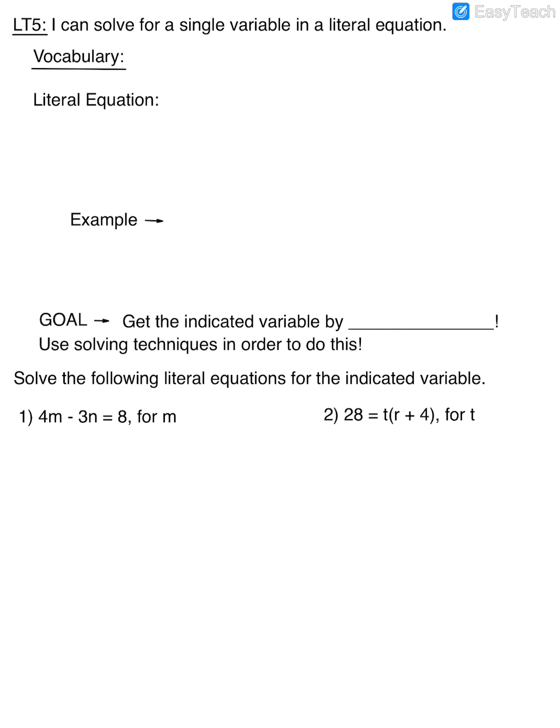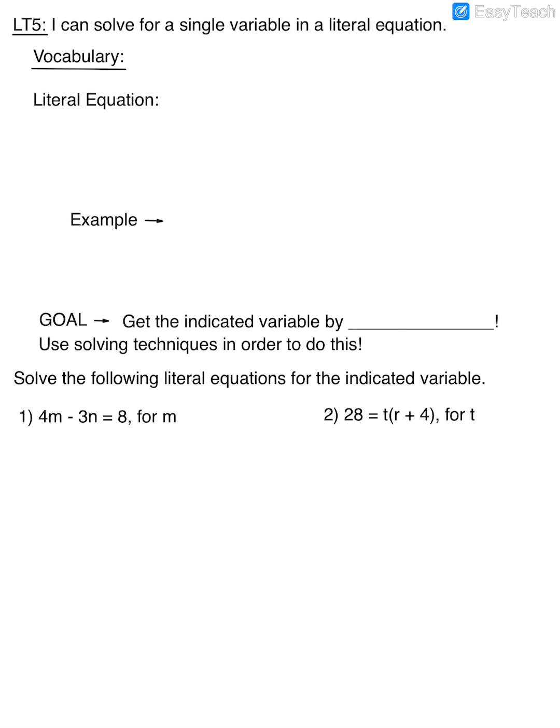Today's lesson is over learning target 5, which states I can solve for a single variable in a literal equation. Okay, so the first thing we need to be able to do is define what a literal equation is.